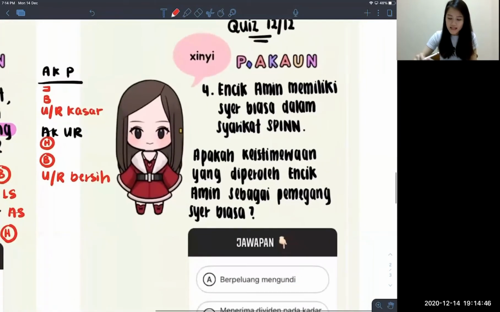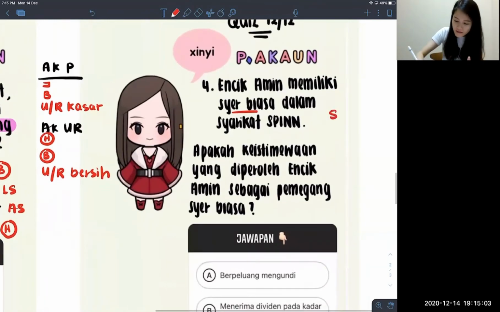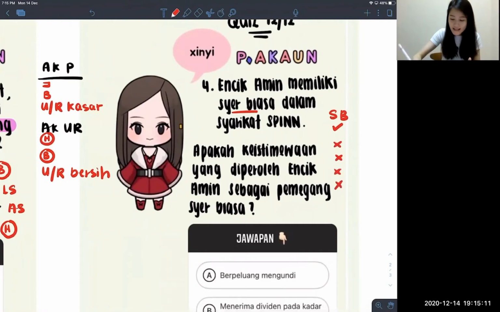Encik Amin memiliki saham biasa dalam syarikat SPINN. Now, take note, saham biasa. If you did actually read through your syarikat berhad chapter, saham biasa and saham keutamaan are very in contrast. They are not the same one. Because why? SB, the only thing they have is the first one, the first ciri. The rest all don't have. While SK, the first thing doesn't have, but the rest of them, yes. So what are those things that they are in contrast of? So mainly this one, okay?